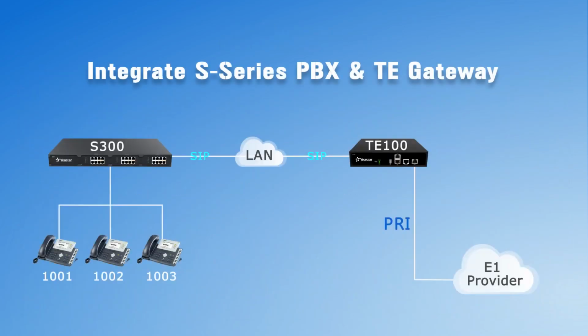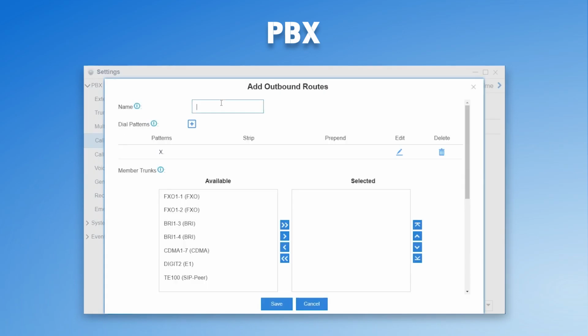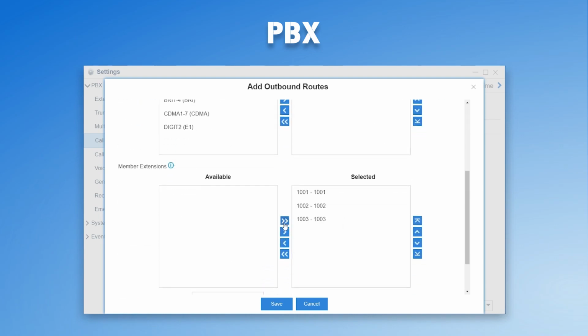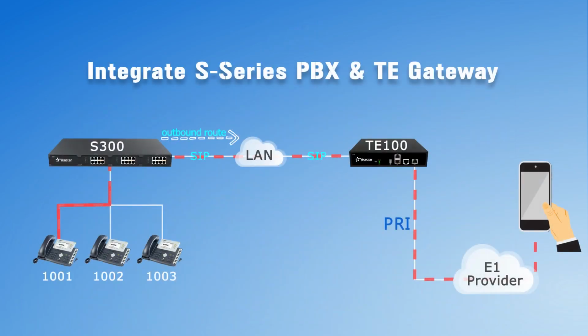Then we need to configure the routing. If we want to allow extension users of the PBX to make outgoing calls through the E1 trunk connected to the gateway, firstly, we need an outbound route for the peer trunk we've created on the PBX. And don't forget to select all of our extensions. Now, all outgoing calls from the PBX will be sent to the gateway. The next step, turn to the gateway. Create an inbound route to direct calls from PBX to an E1 trunk.